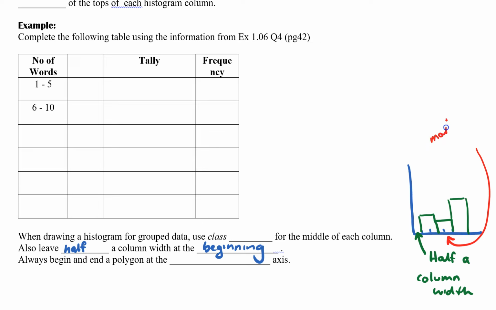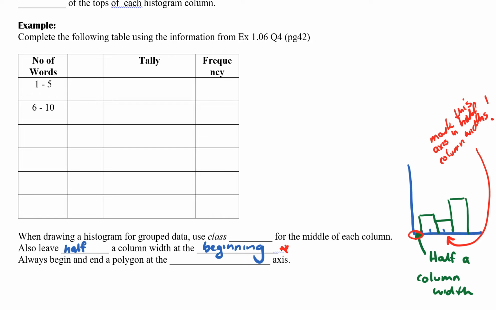Mark this axis in half column widths. Now, once you've got all your little half column widths marked along here, you leave the first one with nothing in it. Leave the first one.